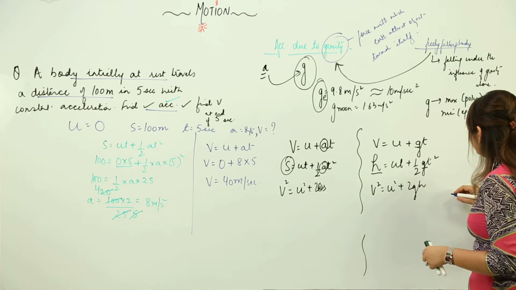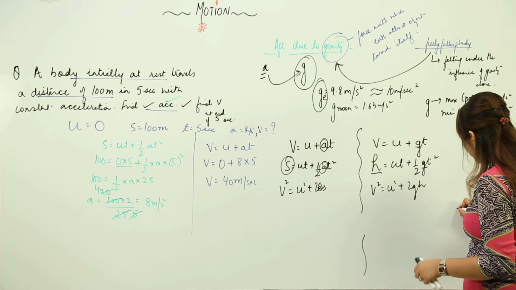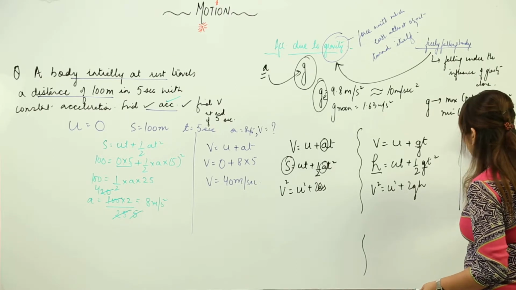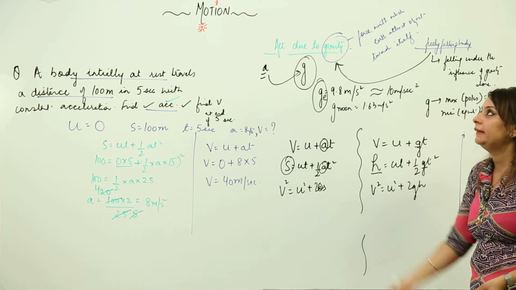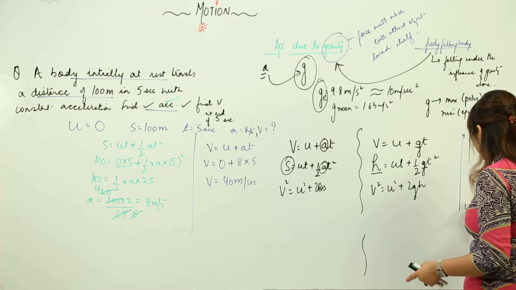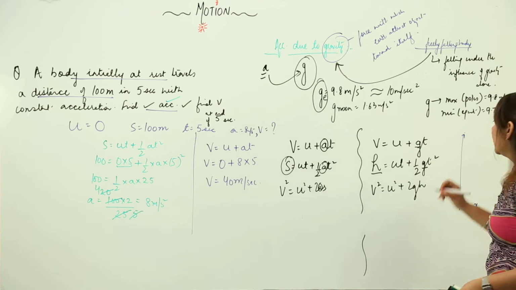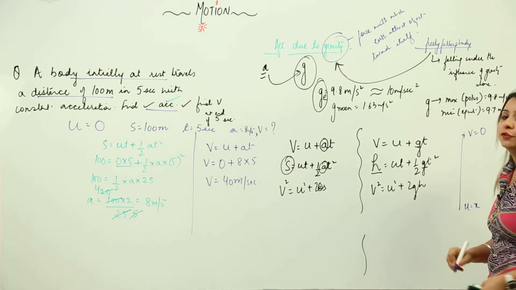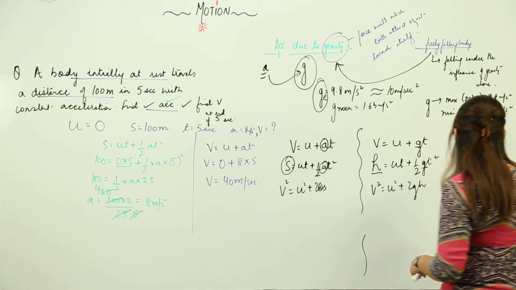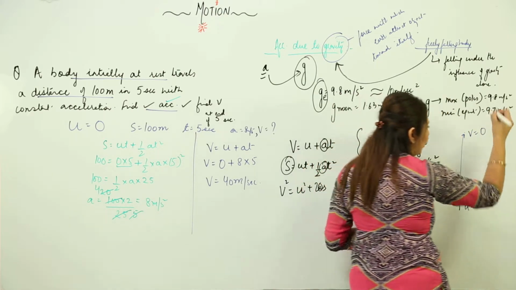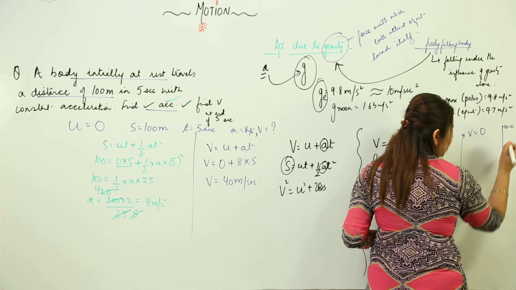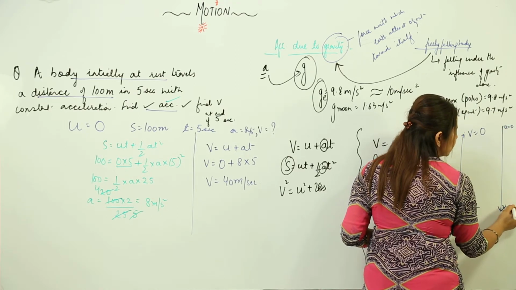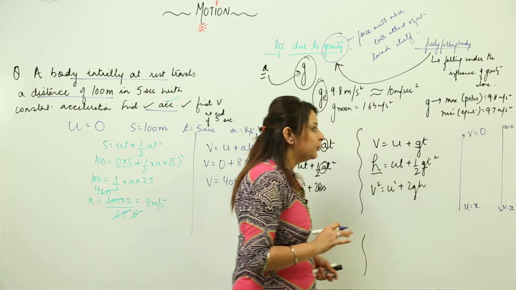Now a few more things you need to remember. Anything which is thrown up, suppose I am standing here and I throw something up, I will be imparting a certain initial velocity, let's say x, but the final velocity is ultimately going to be 0. In the same way, if I am standing on the roof and throwing something down, then my initial velocity is going to be 0 and the final will be whatever I give it. So you need to remember this.